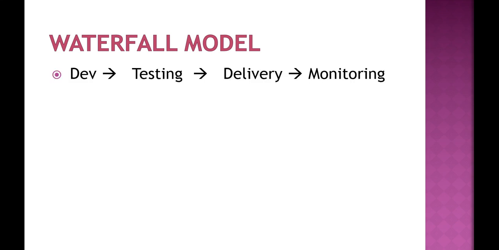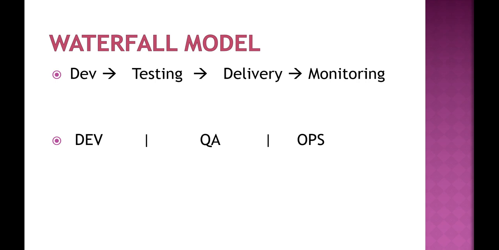Before going to agile, let's have a recap of the waterfall model. If we talk about the major phases in waterfall: development, testing, delivery, and monitoring. These are the major phases. Also, the development team, testing team, and ops team were all working in isolation. Meaning there is no proper understanding or communication between them; in simple words, there is no proper collaboration between the three teams.